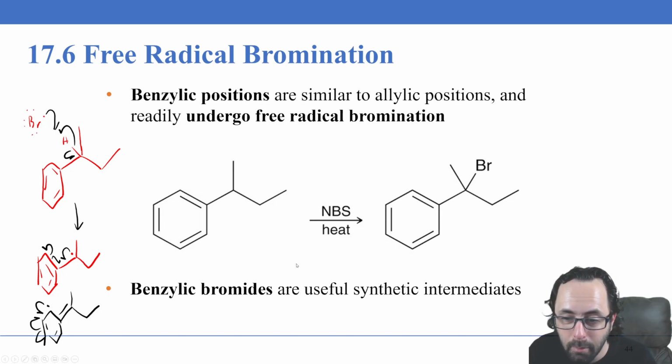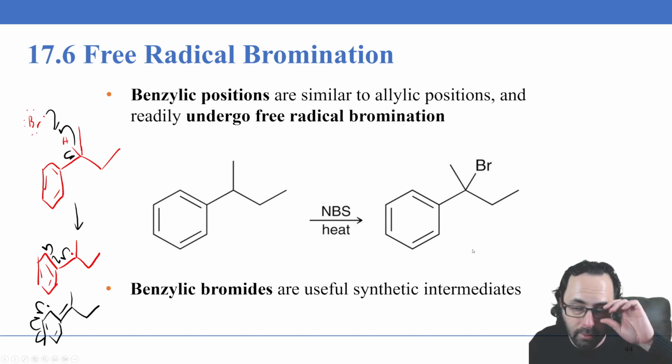And that's why at the benzylic position, if it goes through a carbocation intermediate, a carbanion intermediate, or a radical intermediate, these are all going to be resonance stabilized by the benzene ring. And so these reactions will happen quite readily. So we can do a free radical bromination using NBS, N-bromosuccinimide, as it's called, to brominate at the benzylic position.